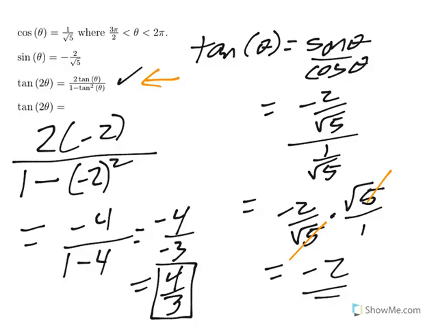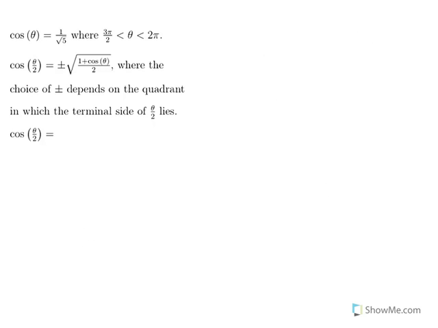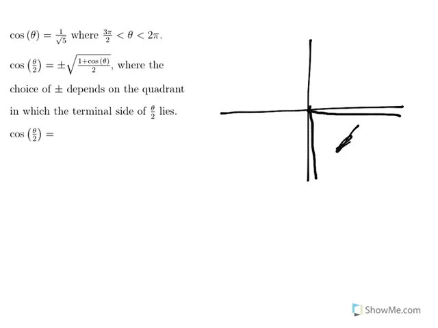So let me go over here and see what we've got. So we've got that cosine of theta is 1 over root 5. I know that theta is in the 4th quadrant. It's at least barely in there, and at most barely in there. It's somewhere in between 3 pi over 2 and 2 pi.